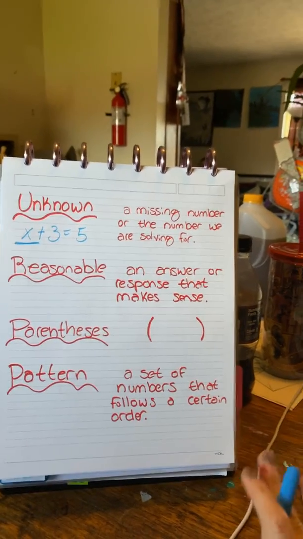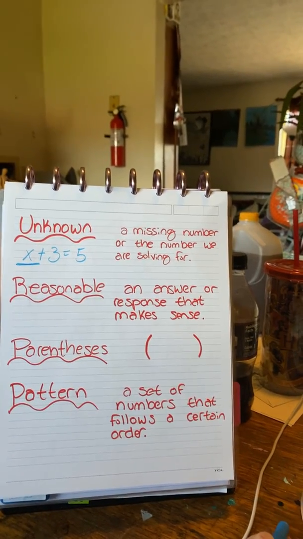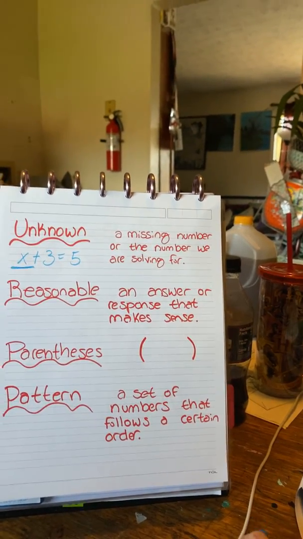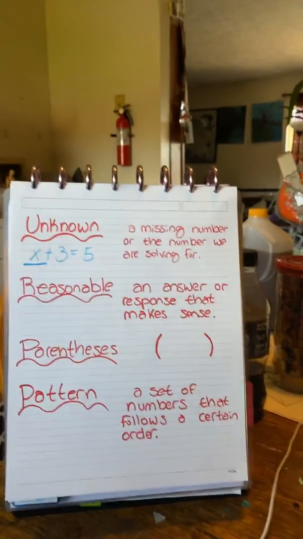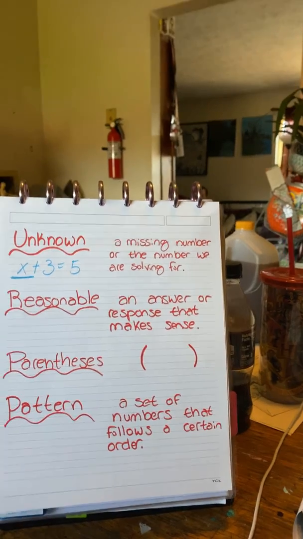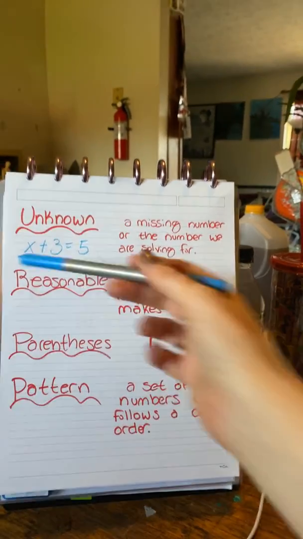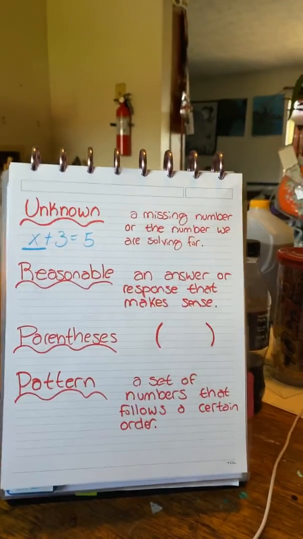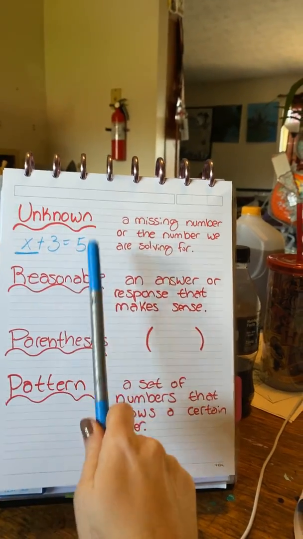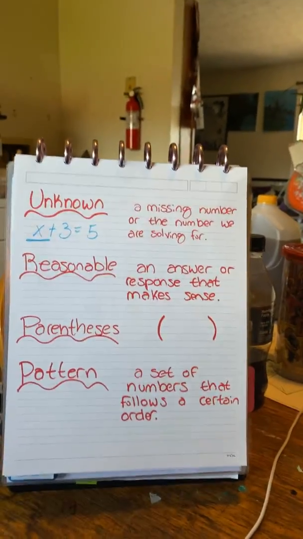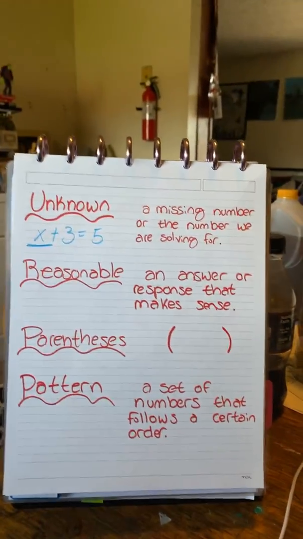Reasonable. An answer or response that makes sense. So my unknown, it's reasonable to say that that number is 2. It makes sense. But if I said that my unknown is 25, that would not be reasonable because 25 plus 3 definitely does not equal 5. So it's something reasonable. It makes sense with the information we have.